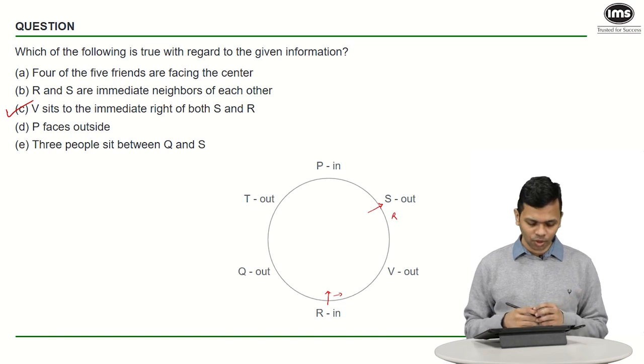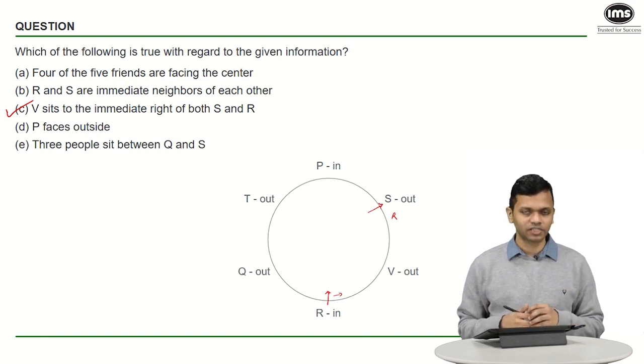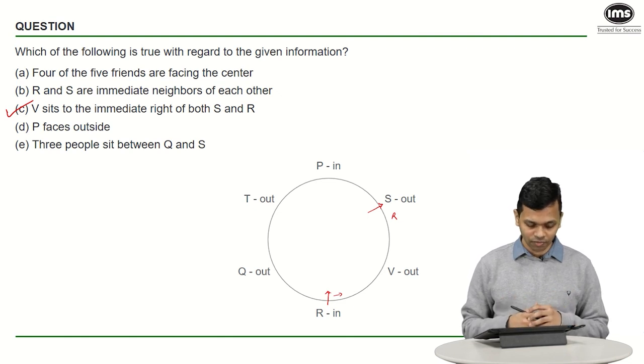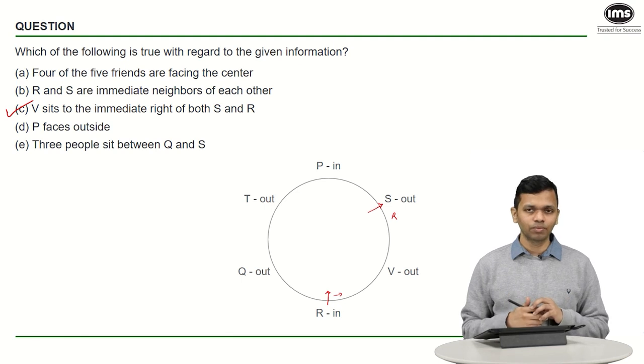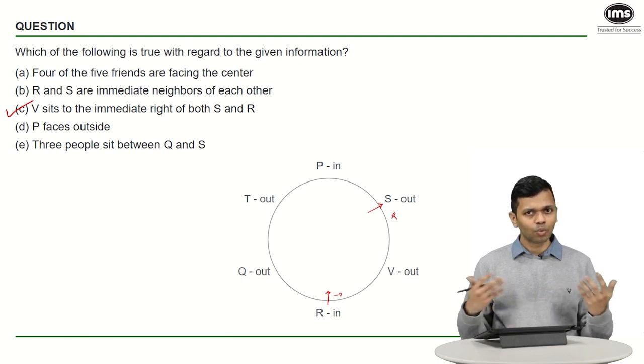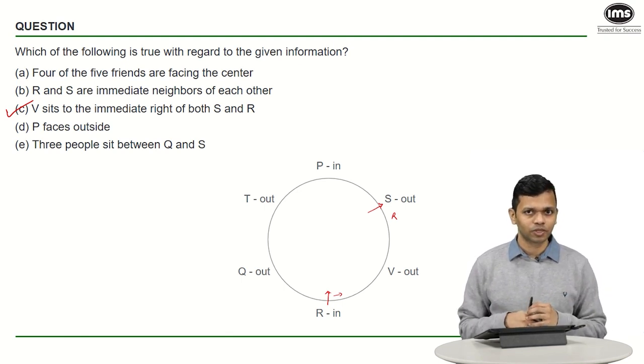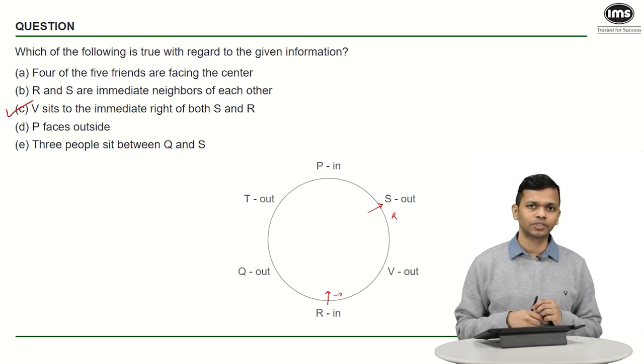Let's also look at the other options. Of course, you don't have to in the exam, but let's have a look at them. P faces outside, clearly wrong, P is facing inwards. And 3 people sit between Q and S is also wrong because there are only 2 people no matter which side you observe it from. So that's the answer for this question, option C.